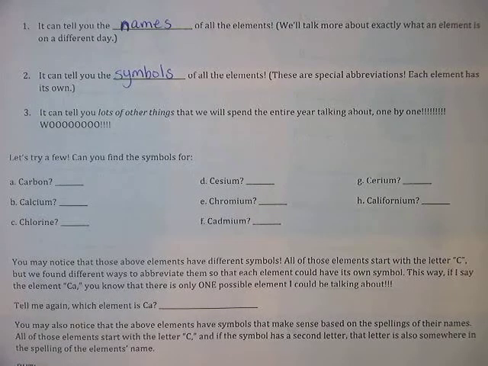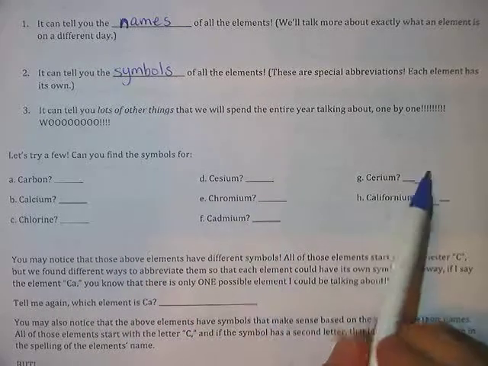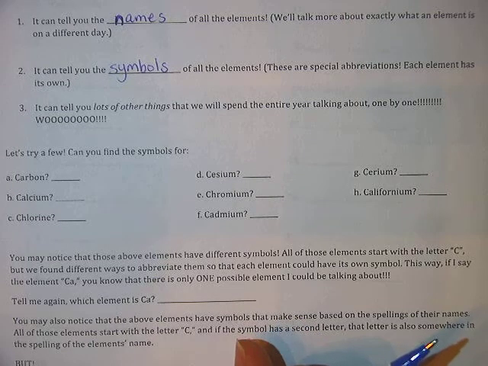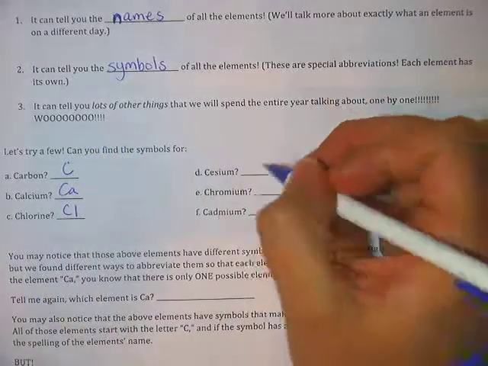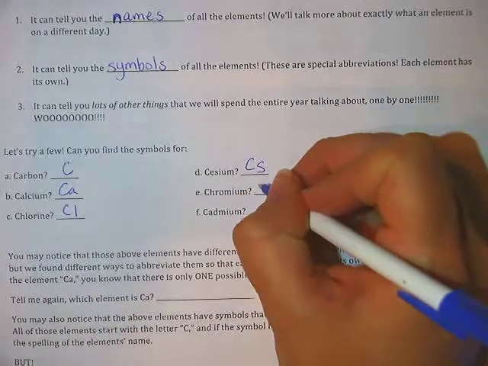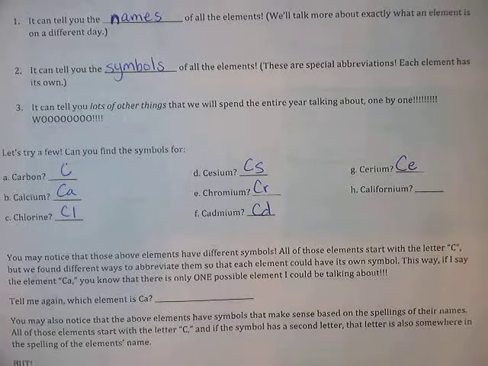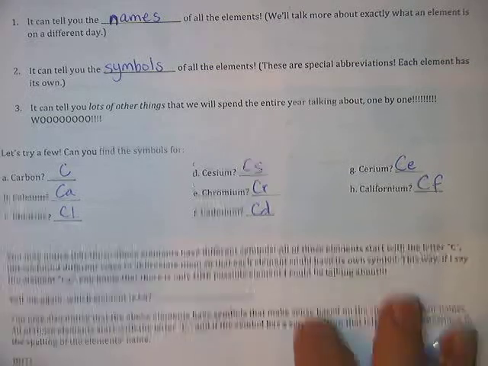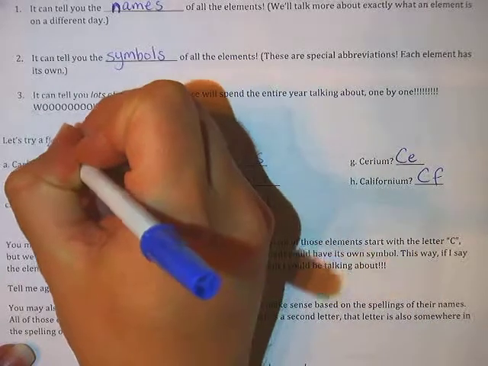Someone can pause the video right now, and y'all can take 3 minutes. Take 3 minutes, find these symbols on your periodic table. Ready? Pause. Go. You should be paused right now. Okay, and then you unpaused the video and you watched me write the correct answers in here.